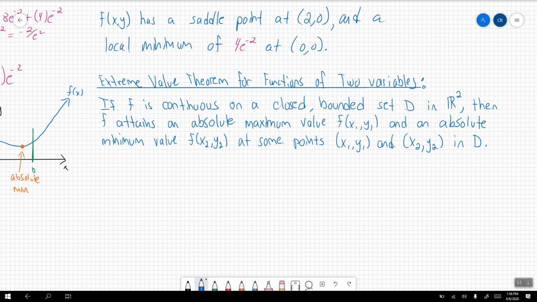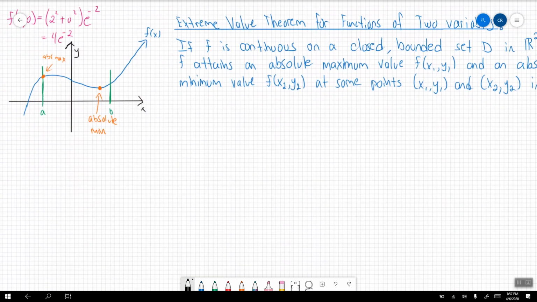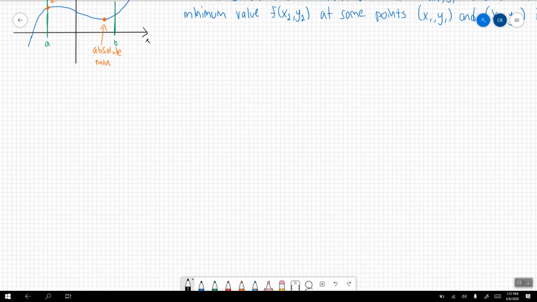So here's your extreme value theorem for functions of two variables. This extreme value theorem again says that if we have a continuous function that is closed and bounded on some set D, and that set D is some region in R squared, then the function attains an absolute maximum value and an absolute minimum value at some points that exist within that domain or within that region. So that just means for us that we then have to investigate what are those extreme values. Does it have absolute maximums or minimums? And if it does, then we have to find them.